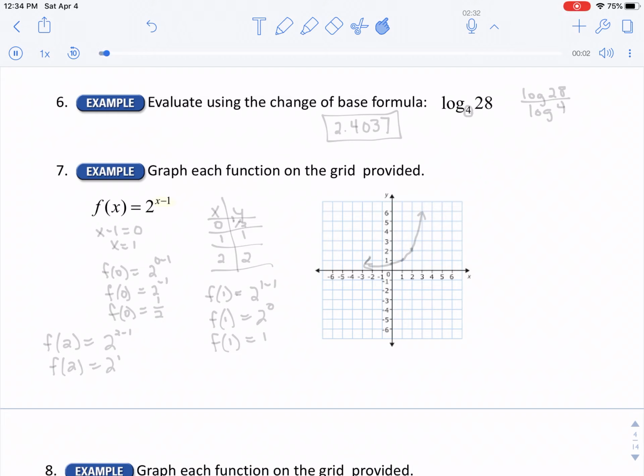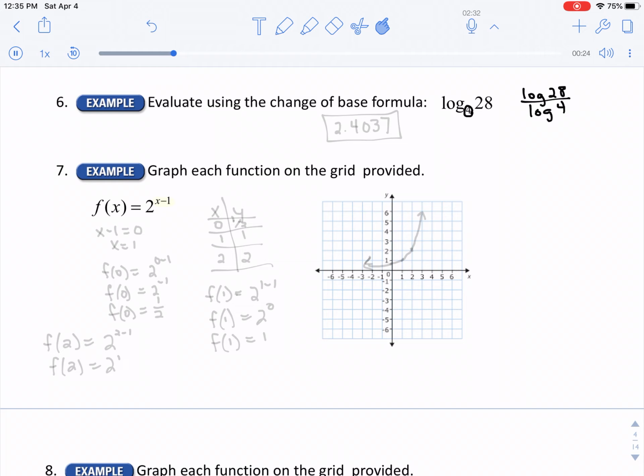This is the review for Chapter 5 quiz. So number 6 says evaluate using the change of base formula. So the change of base formula is that you're going to rewrite this as log of 28 over log of 4. And I always remember that b, the 4 is the base, and the base goes on the bottom.